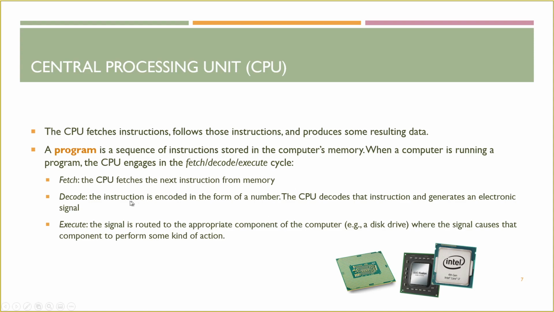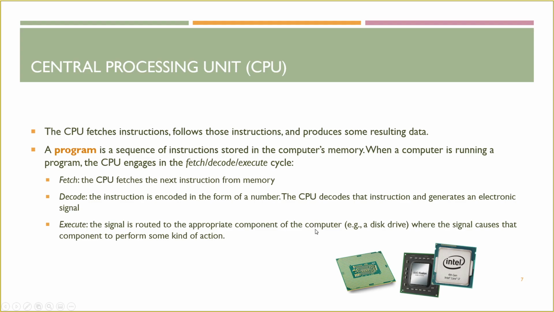Decode is the next step. Our instructions are encoded in the form of a number. The CPU needs to decode that number and generate a literal electronic signal, right? It's going to do something with electricity here. And then the execute step: that electronic signal is going to be routed to some component of the computer.